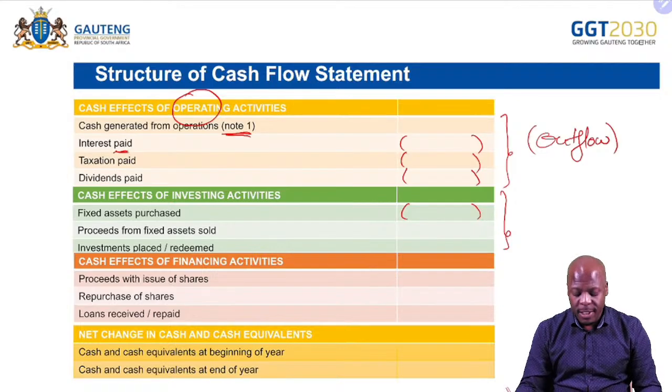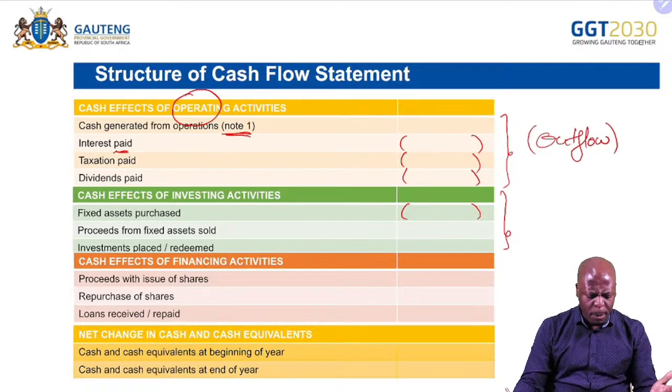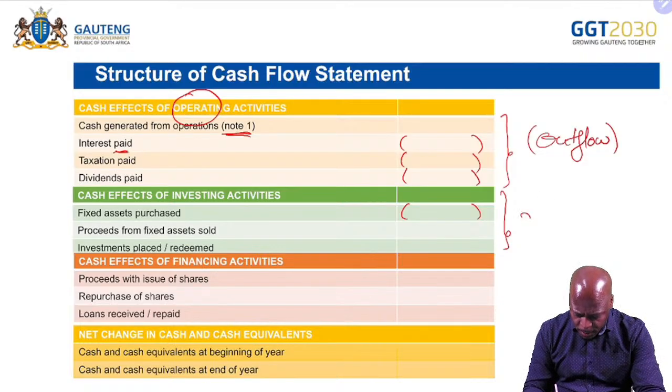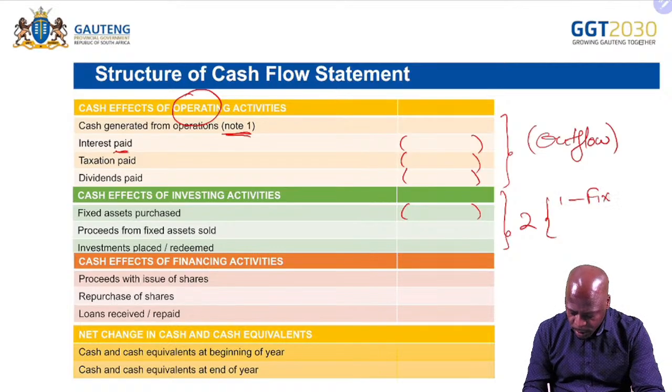Again, on financing activities, there are two aspects. If I'm to summarize it, on my investing activities there are two aspects. Aspect number one is your fixed assets. But your fixed assets can be split into two. Number one, when you purchase. Number two, when you sell. That is the disposal.